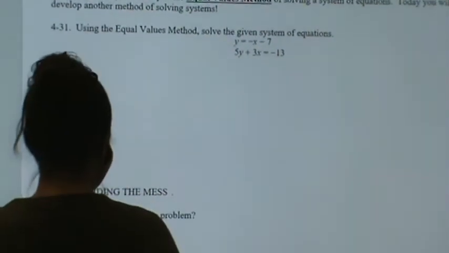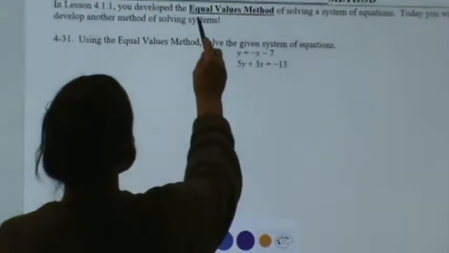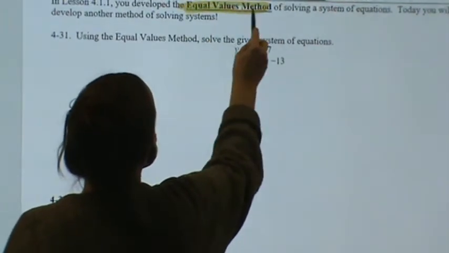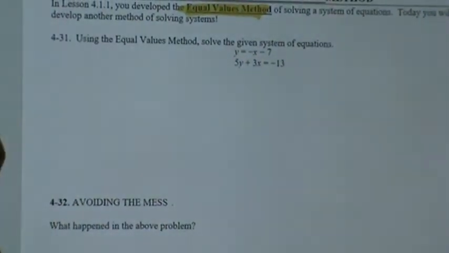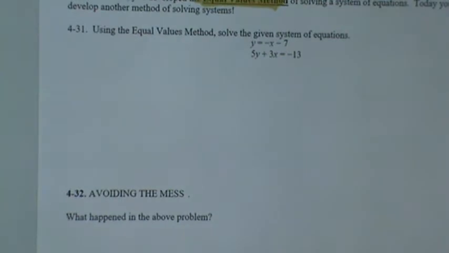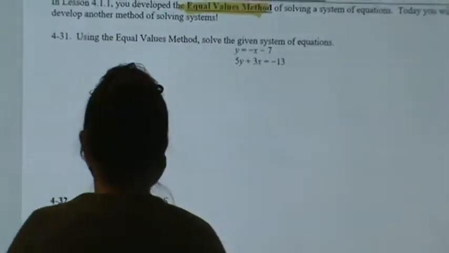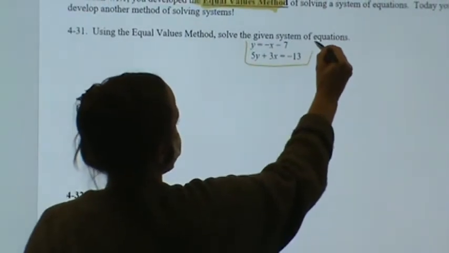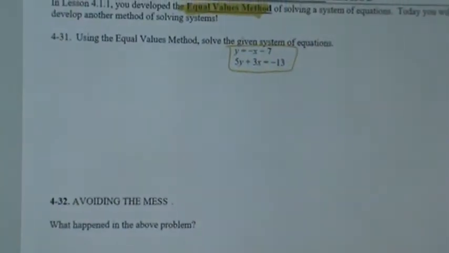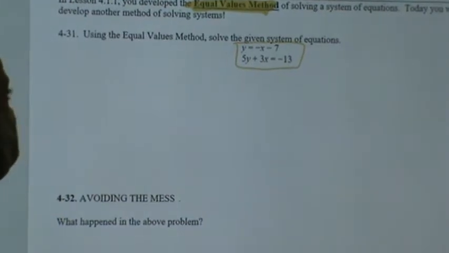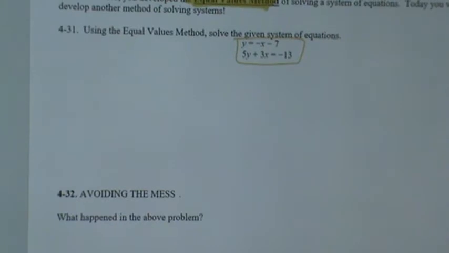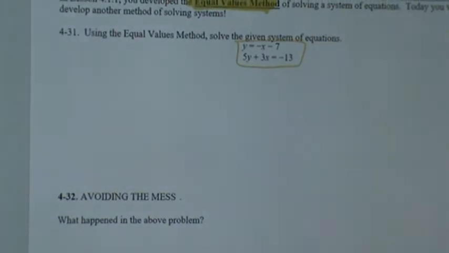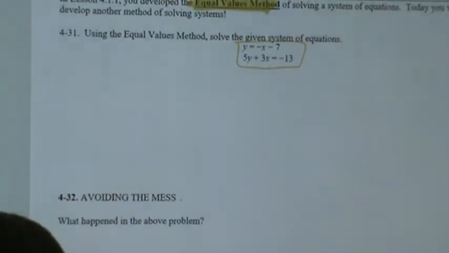On Monday, we talked to you guys about the equal value method. And we're going to use that same method called equal value to solve this system. Now notice what this system looks like. This is the system. We have y equals negative x minus 7, and then we have 5y plus 3 equals negative 13. And we need to figure out where those two connect.